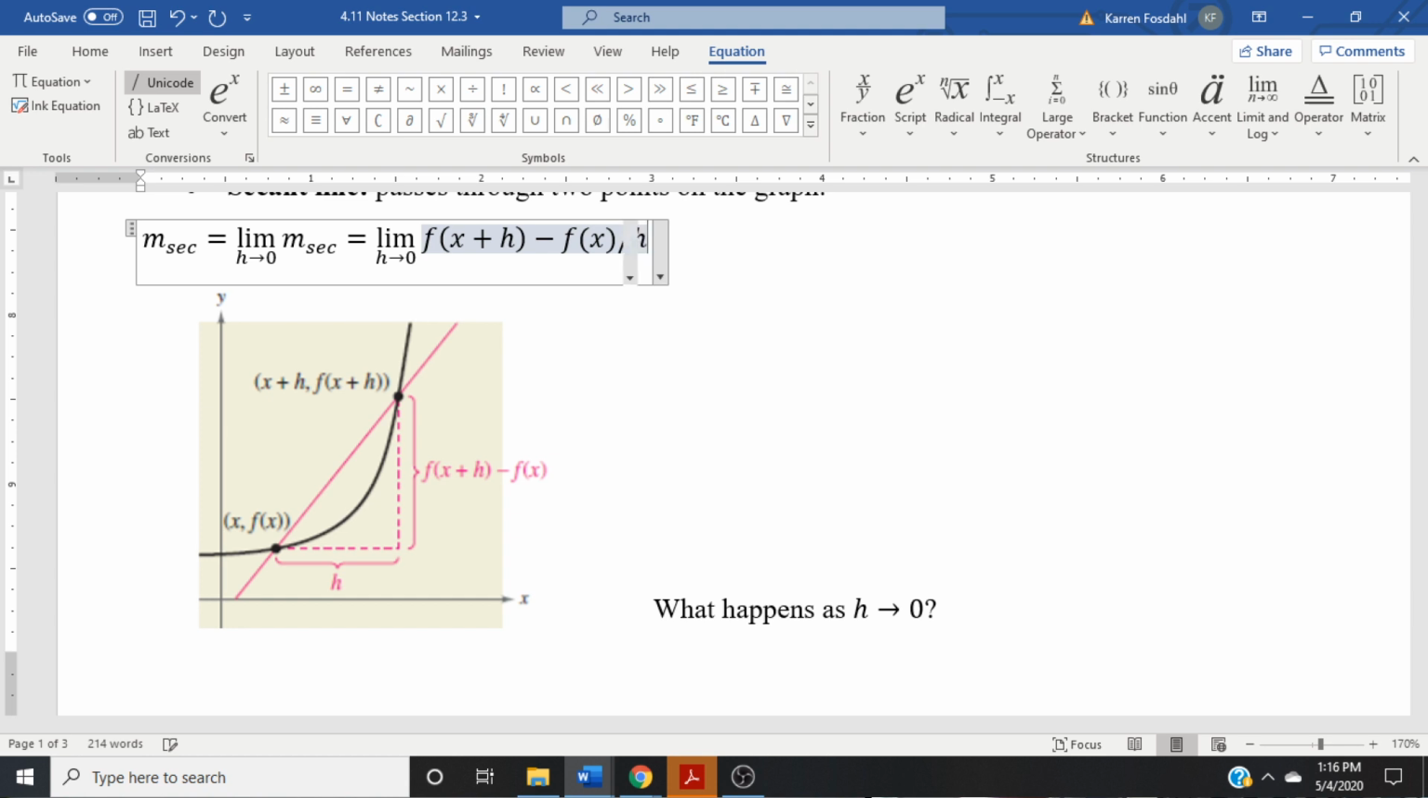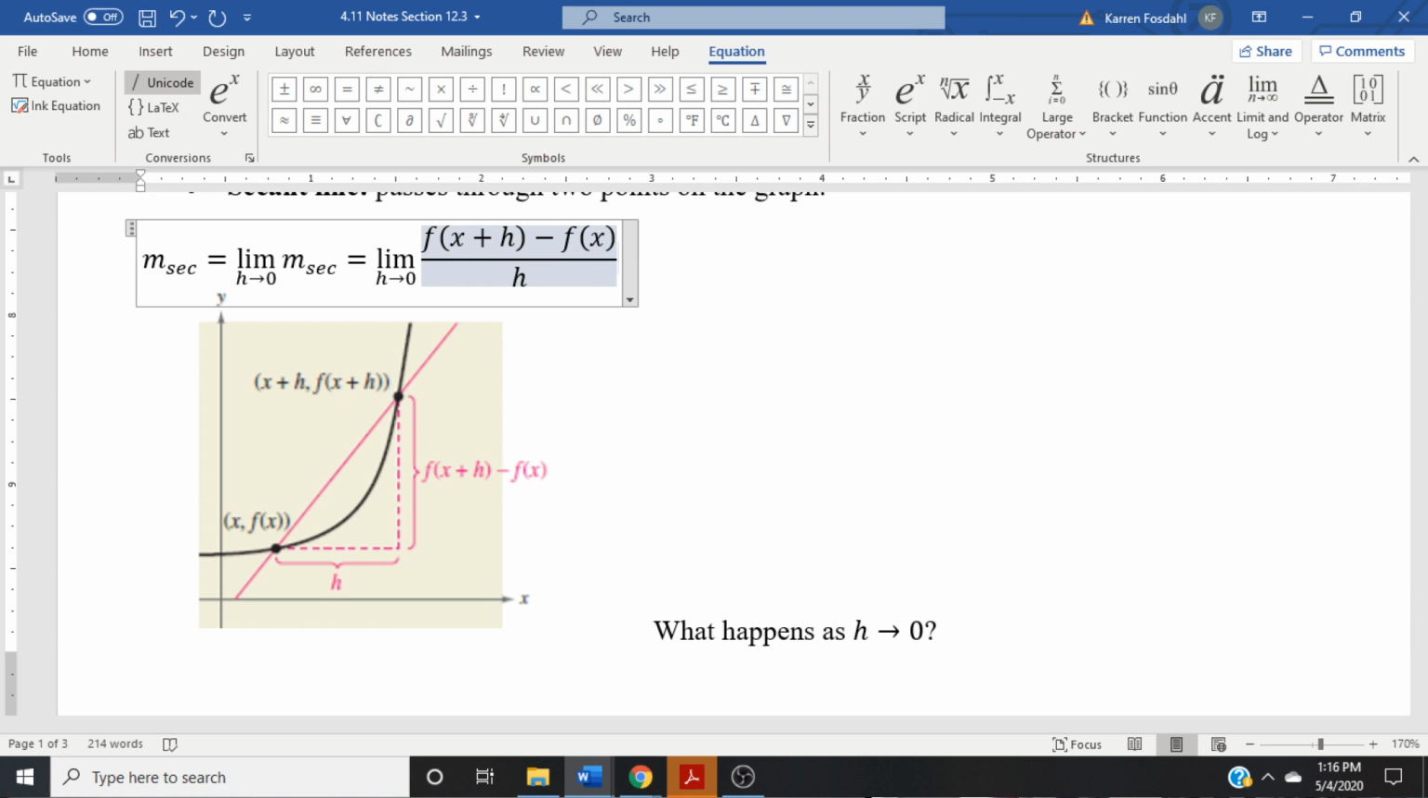Okay, and this is all divided by h. Oh, and good. See, they don't want me to put parentheses, but then they do want me to put parentheses. Okay, divided by h. Now, if you notice something about this formula right here, let's plug in h equals 0. Plug in h equals 0.